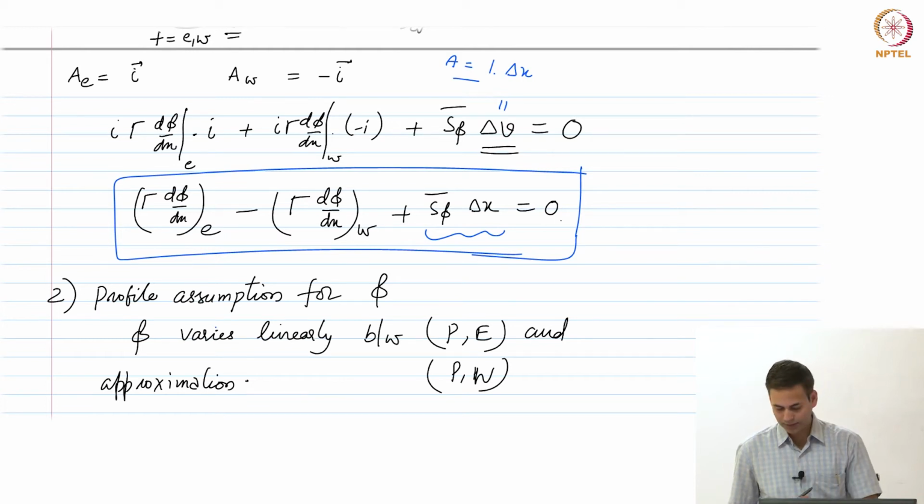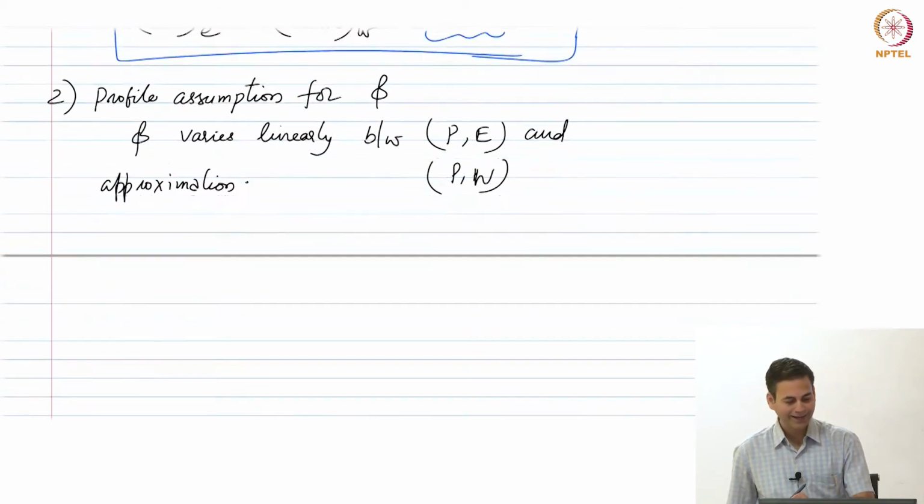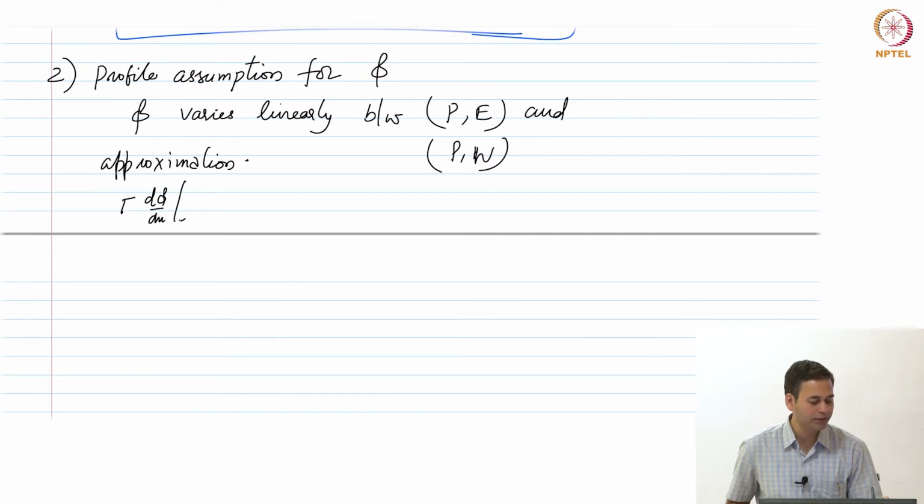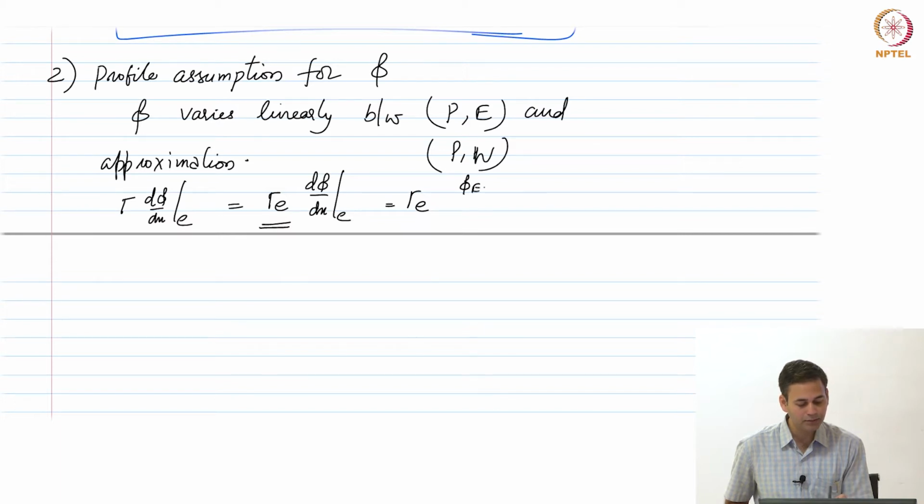So, fine. Now, with this assumption we can of course calculate the derivatives that we got here, that is gamma d phi dx on the east face. This is nothing but gamma east d phi dx on the east face. I can write the diffusion value evaluated on the east face times d phi dx on the east face. Now, because I have introduced a linear profile assumption, d phi dx can be written as phi east minus phi p upon delta x e, right.